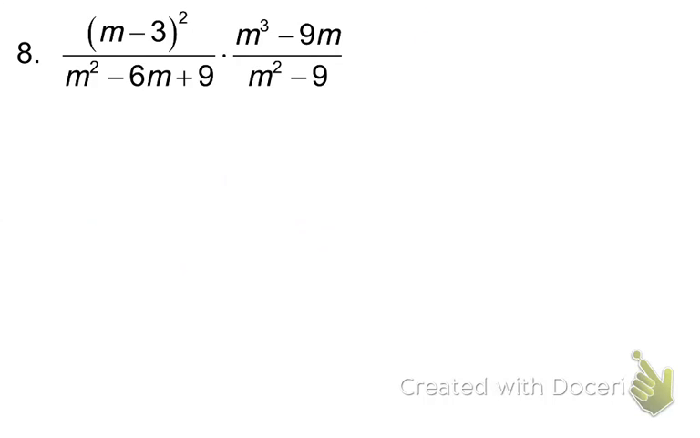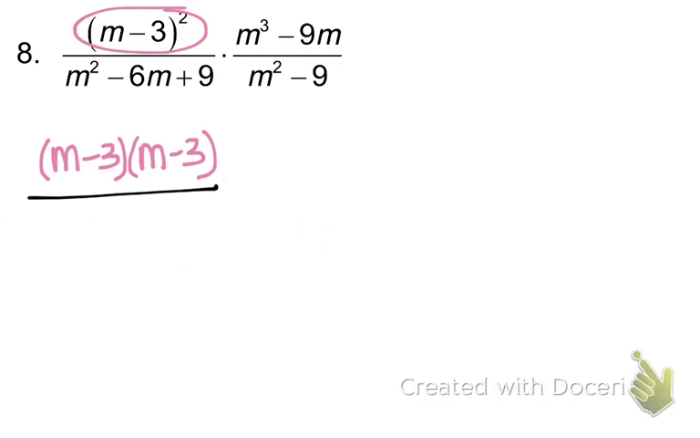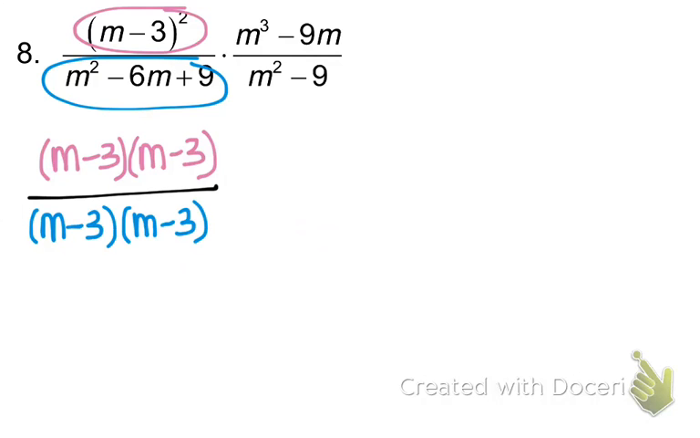This last example is a multiplication example, so we do not have to multiply by the reciprocal, but it has a lot of different factoring methods in it. So starting with the m minus 3 squared, I'm going to rewrite that as 2 m minus 3's, just so that it looks more completely factored. The denominator of that first fraction can be factored using the shortcut AC, so it multiplies to 9 and adds to negative 6. That would be m minus 3 times m minus 3.